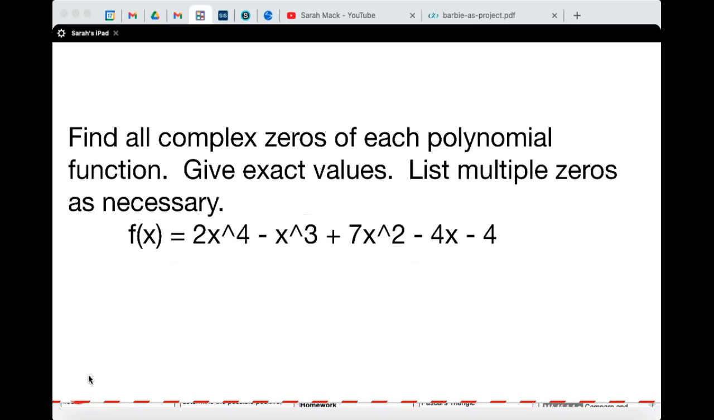Okay, here's our last one. So, we're going to be pros at finding zeros. It says find all complex zeros of each polynomial function, give exact values, list multiple zeros as necessary. Complex zeros mean I could have real zeros, like a whole number, a fraction, a square root, or imaginary zeros. Exact values means no decimals, so they should all be simplified.